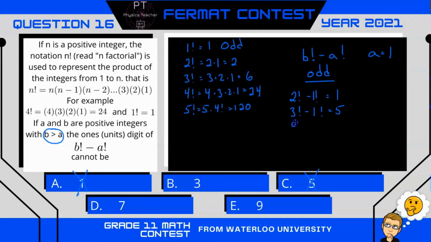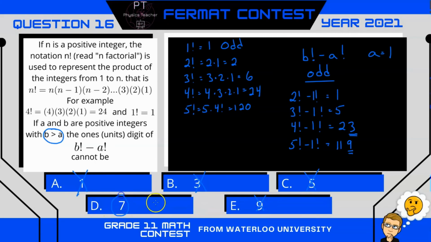Okay, 4 factorial. That's 24 minus 1 factorial, which would be 23. So there's our 3 in the 1's digit. So that is not an option. And you can even try 5 factorial minus 1 factorial, which is 120 minus 1, which is 119. So there's our 9. So our answer is going to be 7.